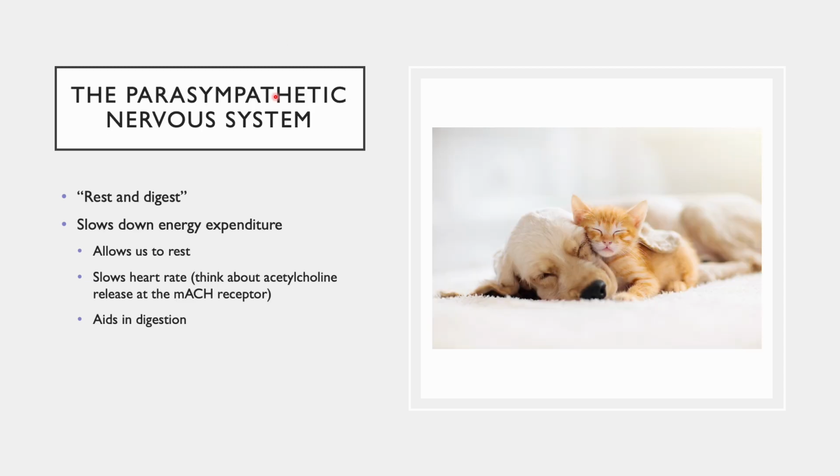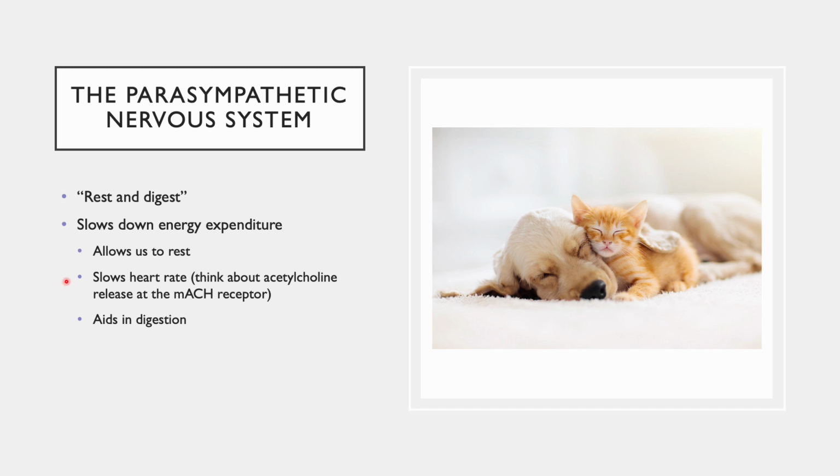Conversely, the other subtype of the autonomic nervous system is the parasympathetic nervous response, and this is our rest and digest time, essentially the body's homeostasis. During this time, we can rest and we can slow down and reduce the amount of energy we're expending. During this time, we don't utilize as much glucose.